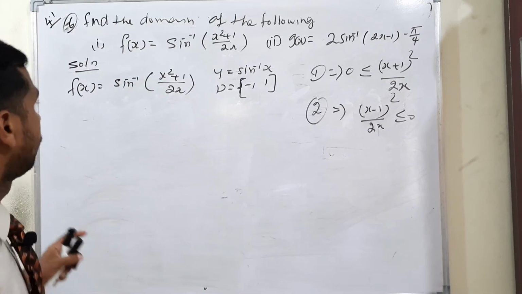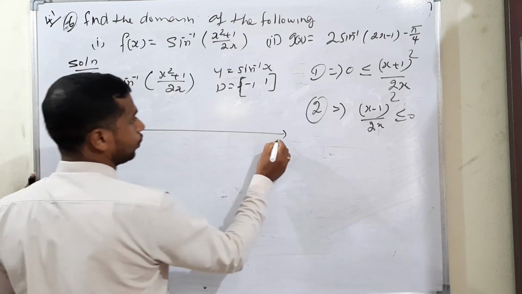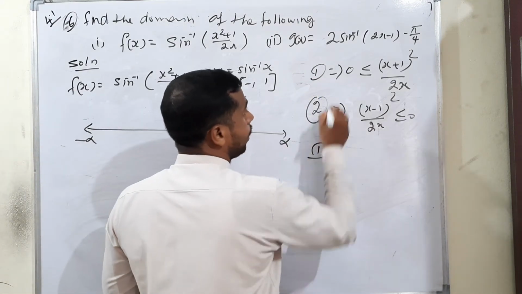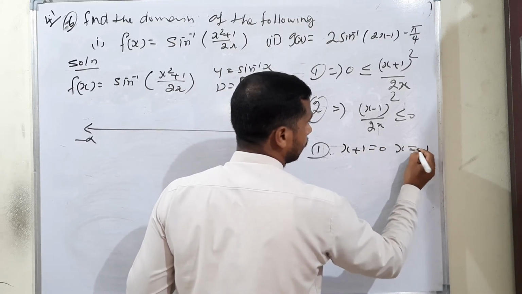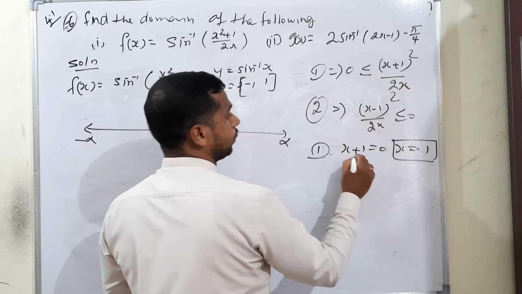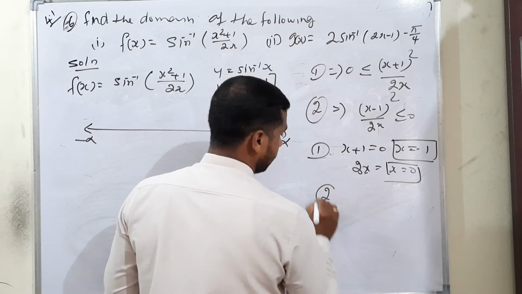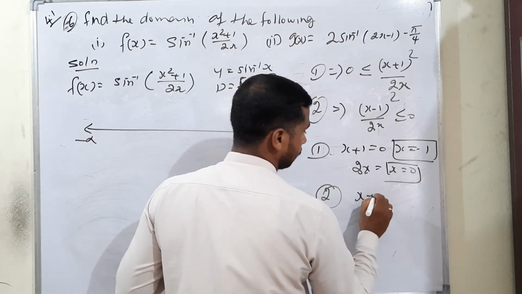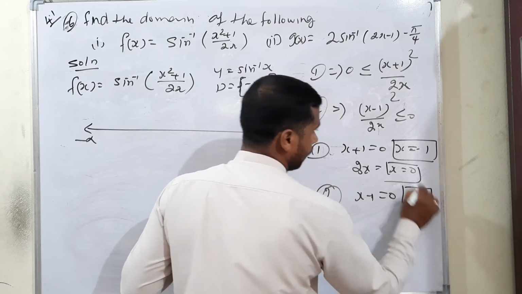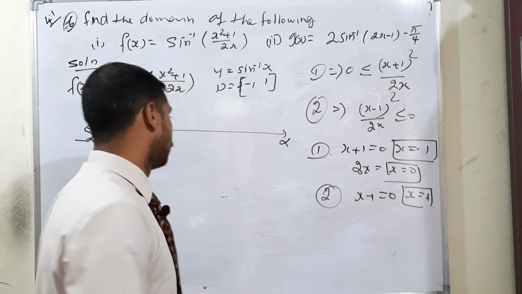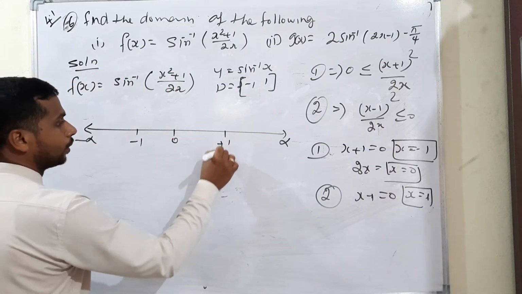So, number line, what will happen? Minus infinity to positive infinity. Case number 1, if you set the term to 0, x plus 1 is equal to 0 means x is equal to minus 1. Then 2x is equal to 0 means x is equal to 0. Then case number 2, x minus 1 is equal to 0 means x is equal to positive 1, isn't it? Denominator same, 2x is equal to 0 means x is equal to 0. Therefore, minus 1, 0 and positive 1, isn't it?